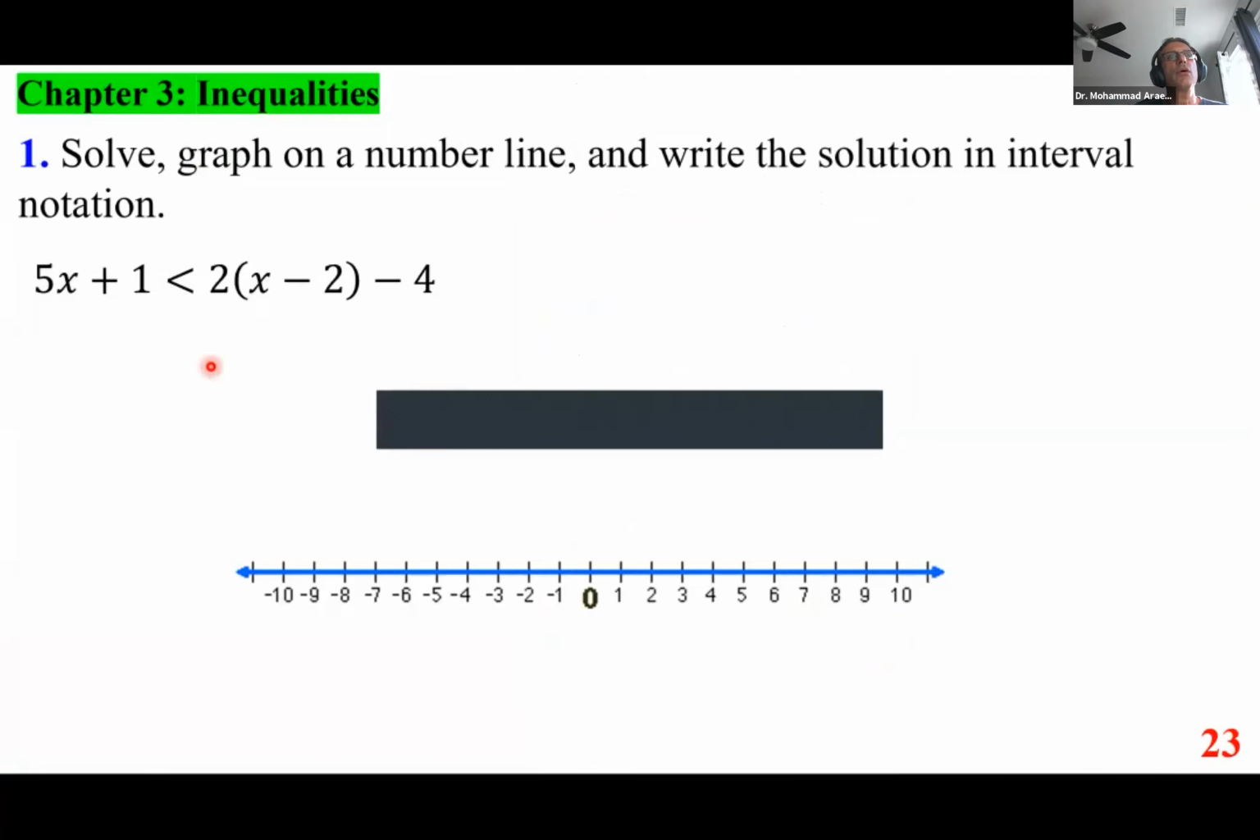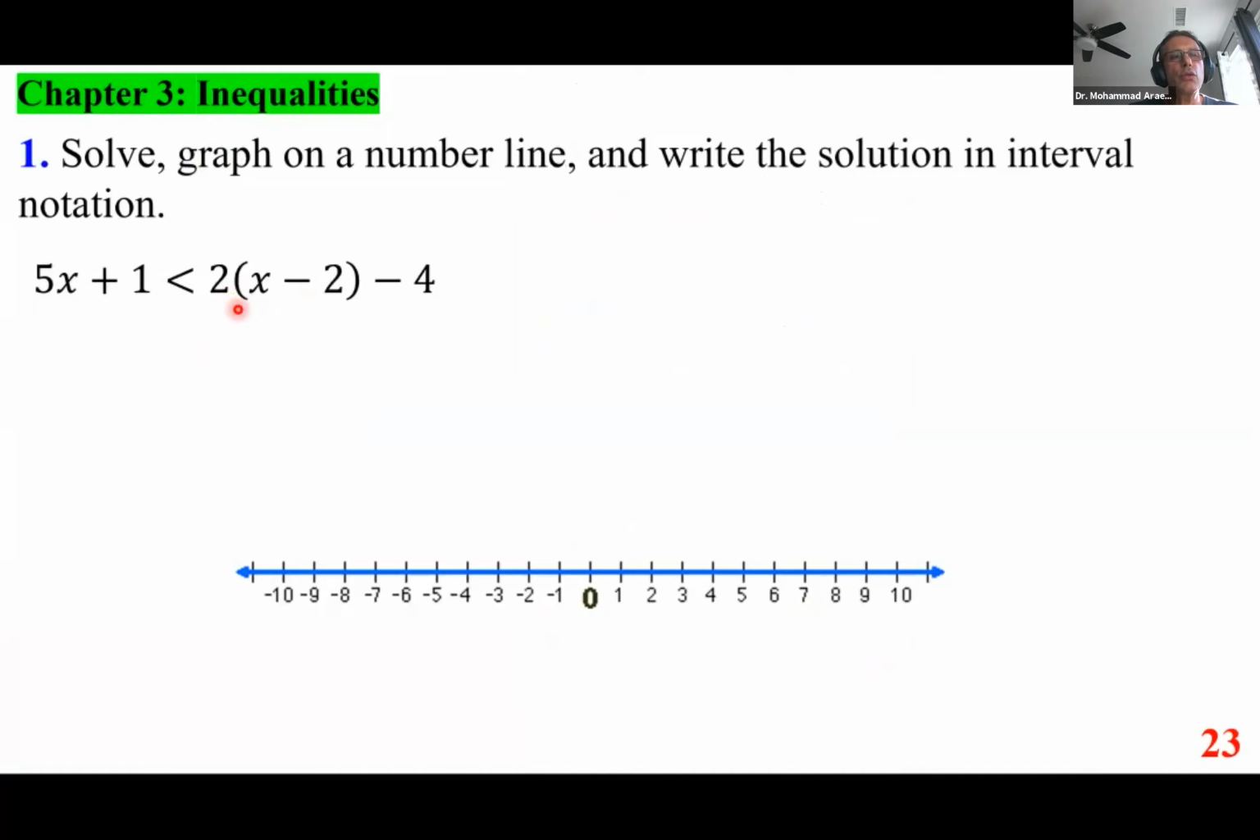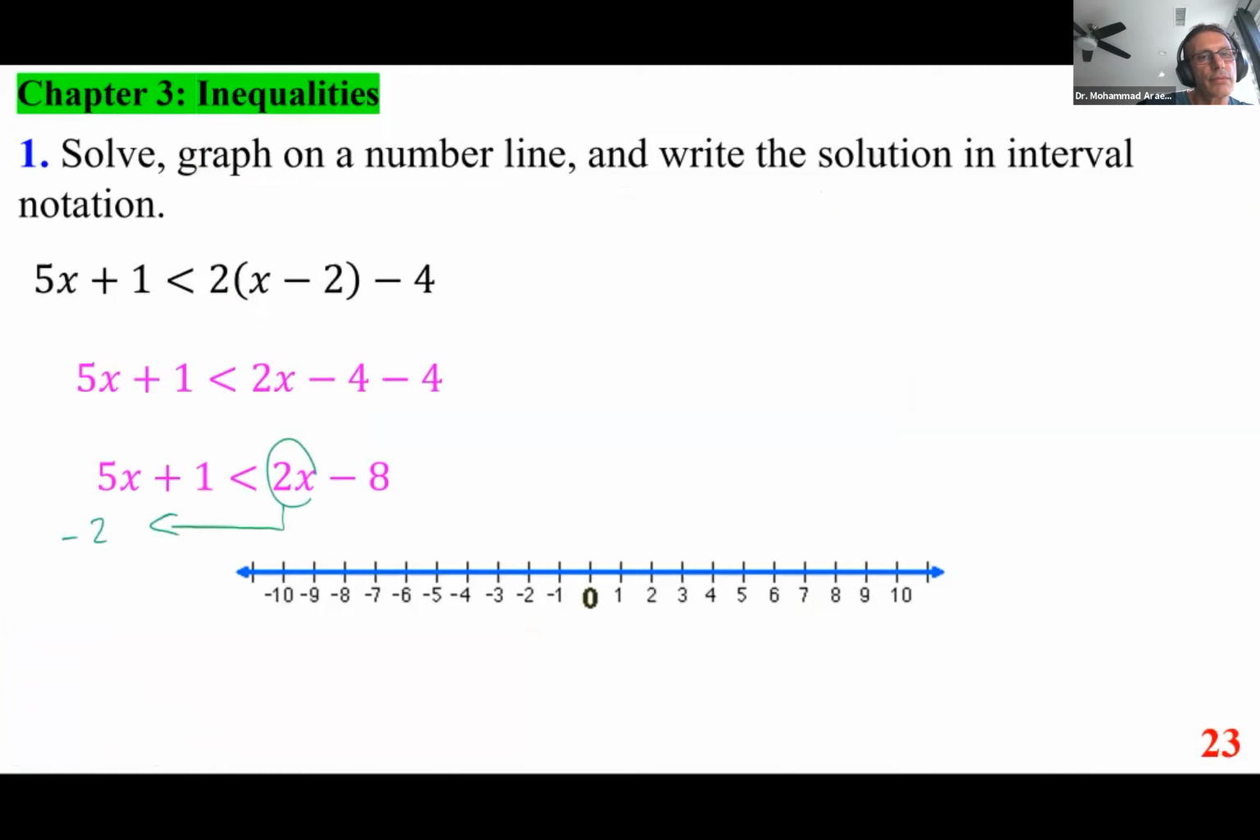So we want to solve this inequality, which means we are going to simplify the right side by distributing the number 2. We get 2x minus 4 here. And as you can see, -4 and -4 on the right side gives us -8. Now we want to move things around. One easy way would be to do the following. Subtract the 2x. Subtract the 1 from both sides, resulting in this. Divide by 3. Now this is the solution, the inequality solution.